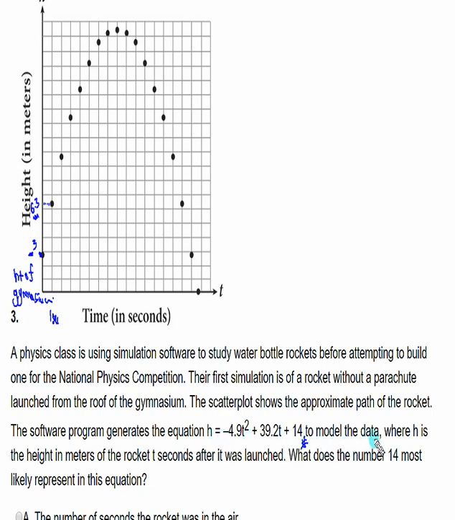Now, what the question asks is, what does h represent? h is the height in meters of the rocket, t seconds after it was launched. Now, what does the number 14 most likely represent in this equation? So what does this represent? Now, h is equal to minus 4.9 t squared plus 39.2 t plus 14. The question asks, what does this 14 represent?